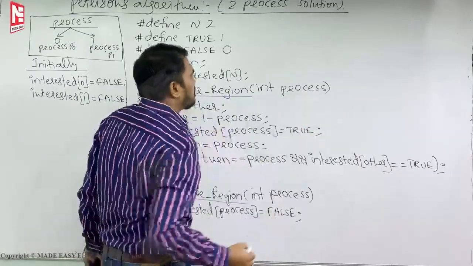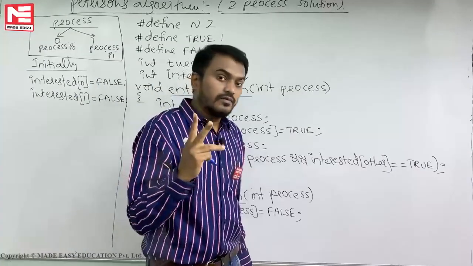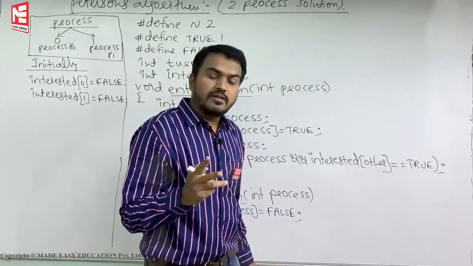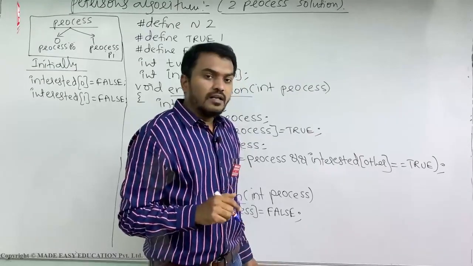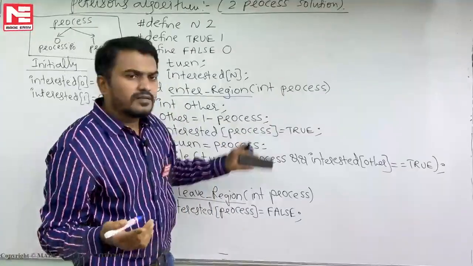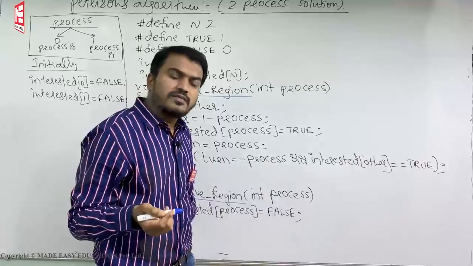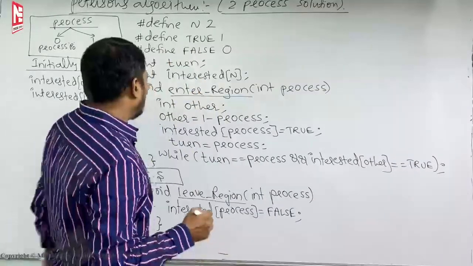What is the process value? The process value can be either 0 or 1. You have only two options. If you want to execute for the process P0, you have to take the process value as 0. If you want to execute for the process P1, you have to take the process value as 1.